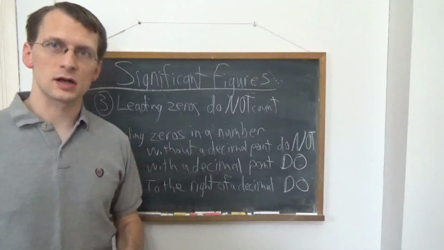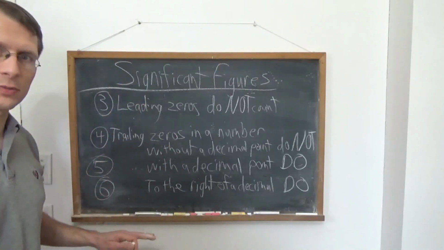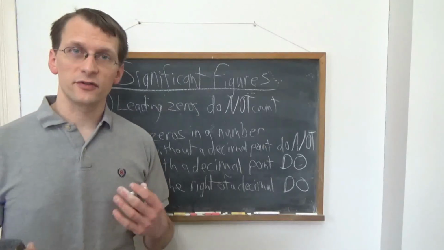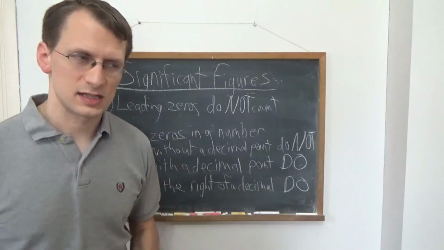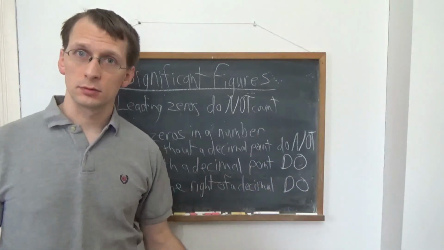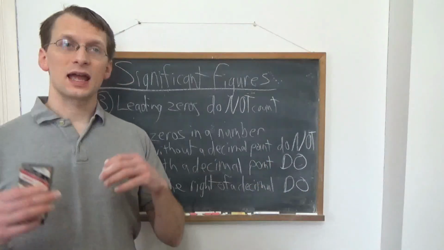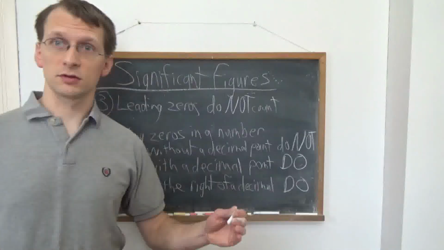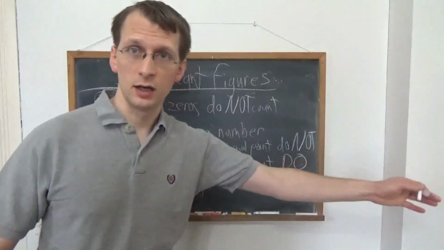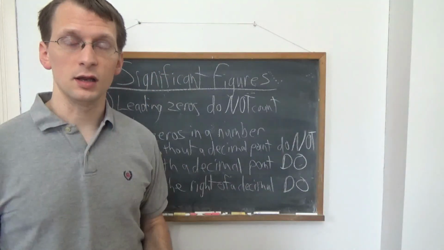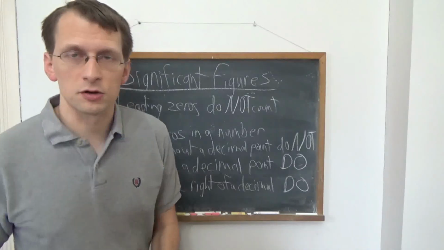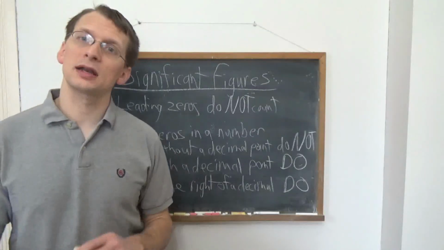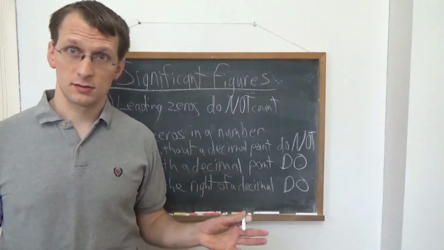And then the last two rules are much simpler. The zeros are the hardest part. So the last two rules are much more simple: when you have an exact number, say there's 22 people, that can count as an infinite number of significant figures. Because really there's 22.00000 on and on number of people. You're not going to have a partial number of people. So when it's an exact number, you can count it as having infinite significant figures.